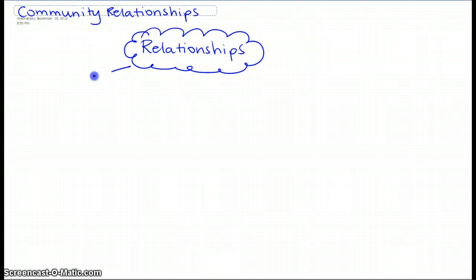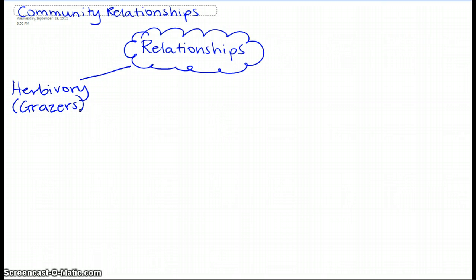The first that I'm going to talk about is called herbivory. And herbivory is really about grazers and being an herbivore. Okay, for example, goats on an alpine mountain. They eat the grass and the lichen and all that kind of stuff. They are grazers. That is an example of herbivory.